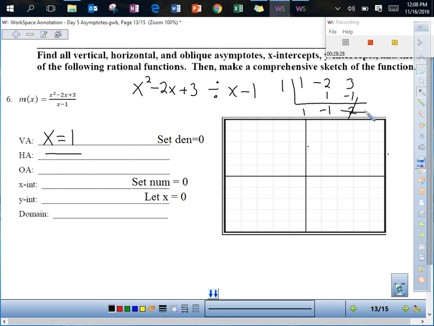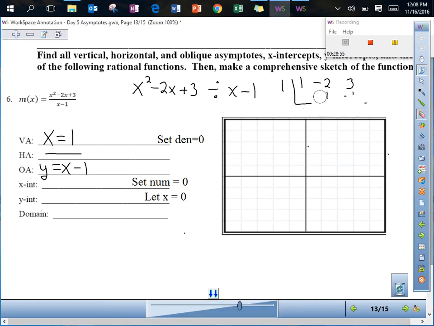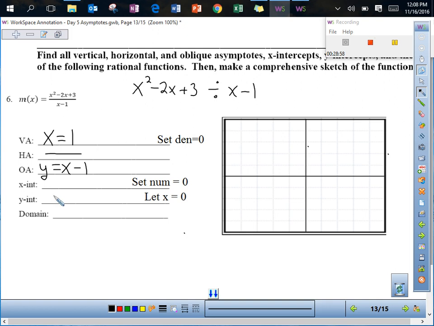So the equation for my oblique asymptote is going to be y equal, come over here now for your coefficients, 1x minus 1. So synthetic division, and then write it. I'm going to get rid of that so it's not in my way. To get your x-intercept, I'm going to set this equal to 0, and I'm going to tell you now there's none.